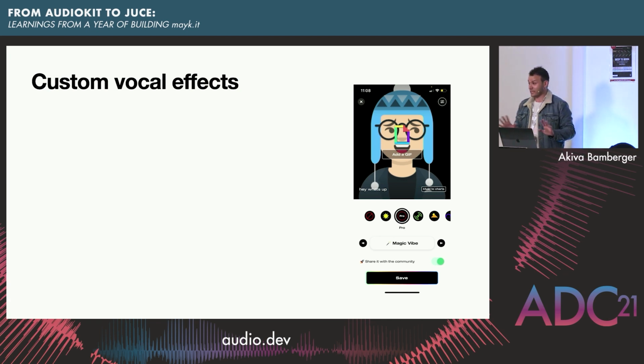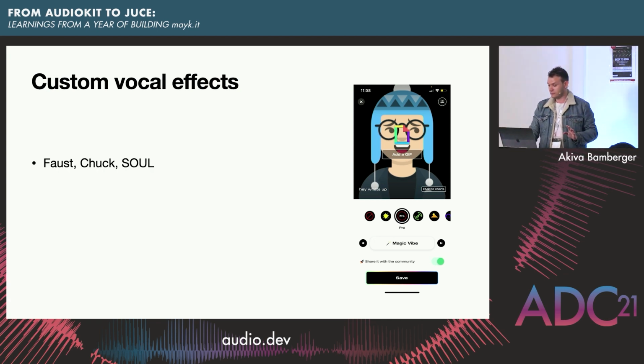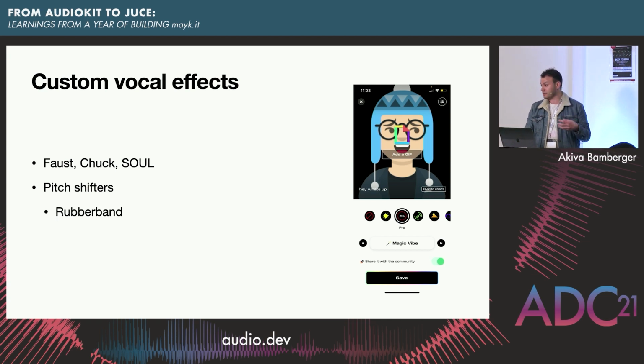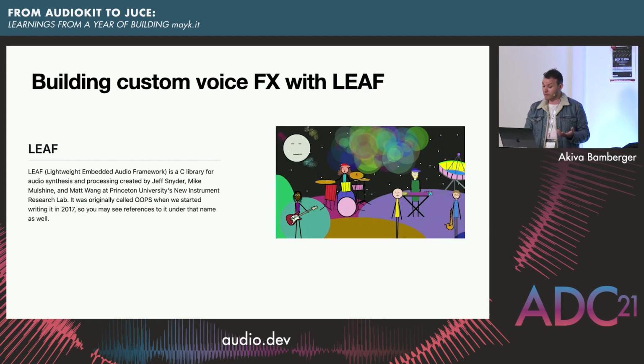So we have now custom vocal effects, right? And we could build these in Faust. We could build some of them in ChucK. We could play with SOUL. We were playing with pitch shifters like Rubber Band and Elastique, but we wanted to also build our own custom voice effects using our own libraries.